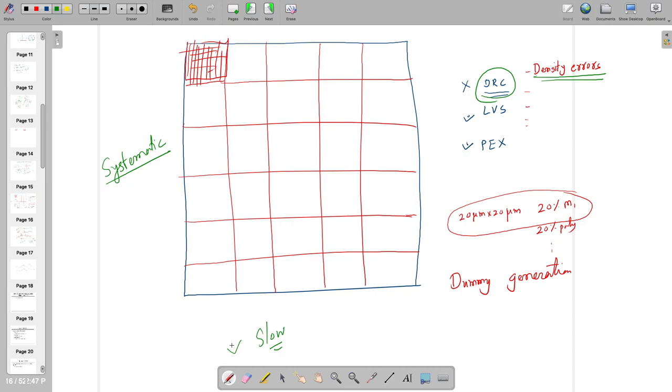So, do the number of... get more number of density errors? They are not connected anywhere. Okay, sorry, what are you saying?